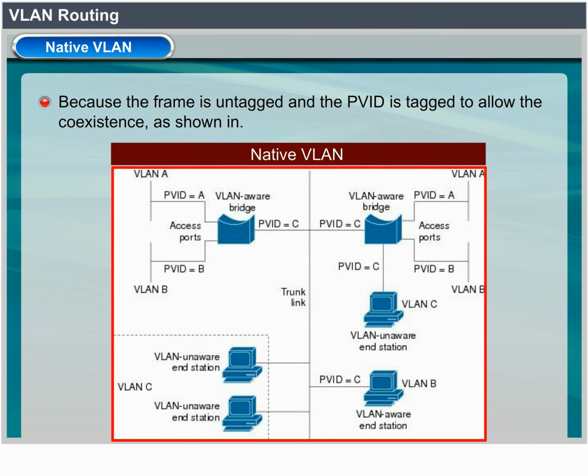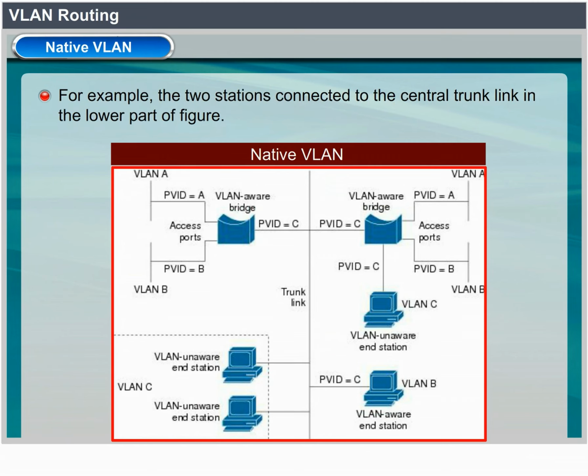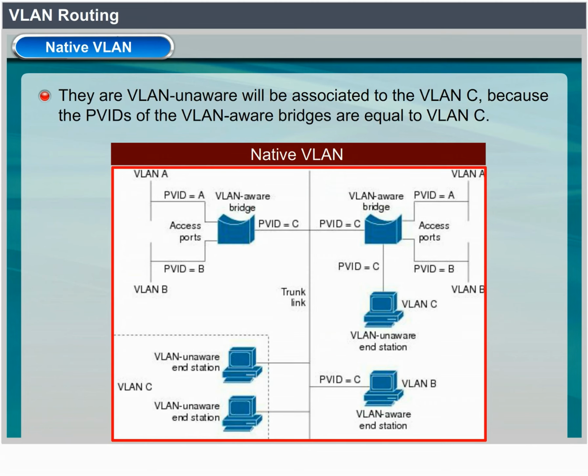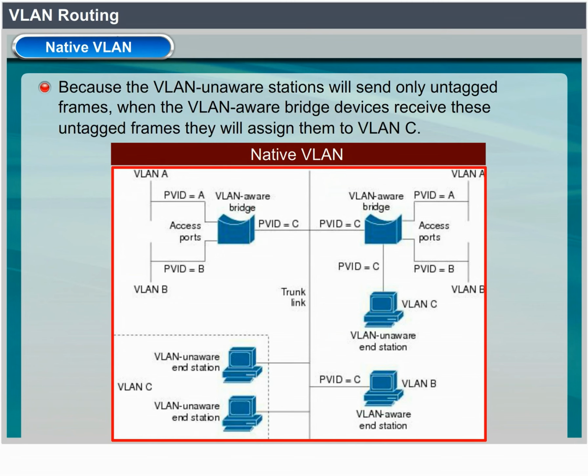For example, the 2 stations connected to the central trunk link in the lower part of the figure, which are VLAN unaware, will be associated to VLAN C because the PVIDs of the VLAN aware bridges are equal to VLAN C. Because the VLAN unaware stations will send only untagged frames, when the VLAN aware bridge devices receive these untagged frames, they will assign them to VLAN C. Native VLAN.